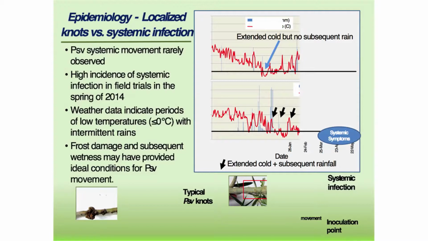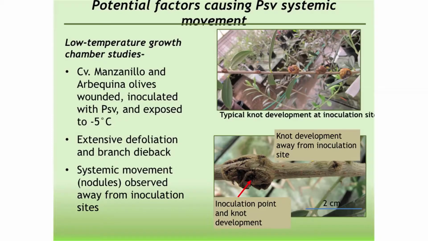We did see some cold weather though, but the rain didn't come after. The rain was before, and we didn't see that. So we didn't see those types of symptoms. We took this to growth chambers. We did both Manzanillo and Arbequina olives. We made the wounds, we put them in growth chambers, and we can get typical symptoms.